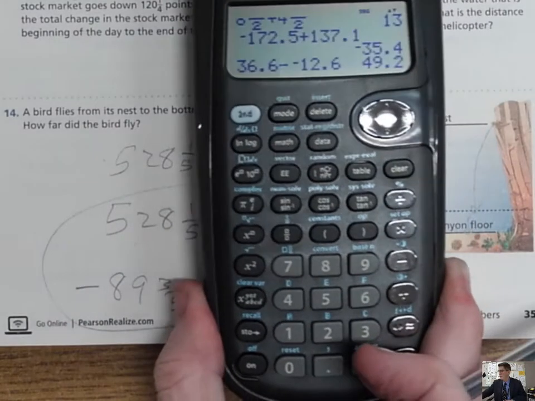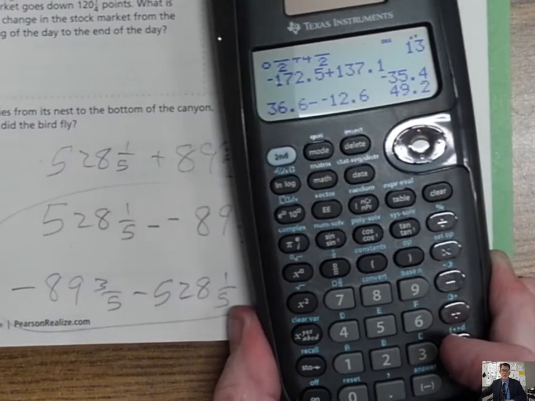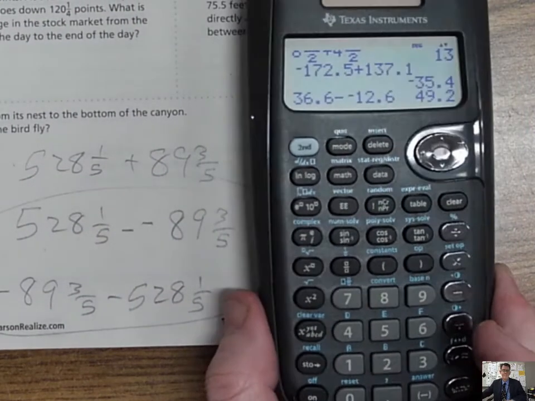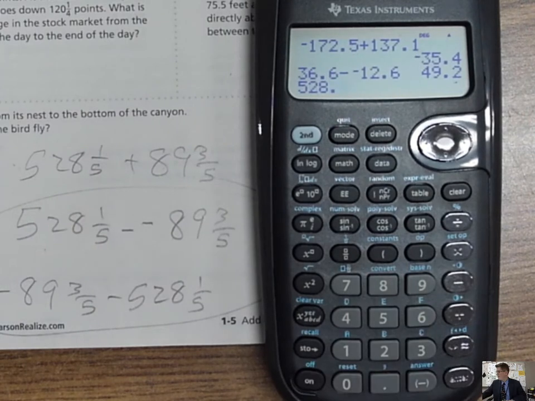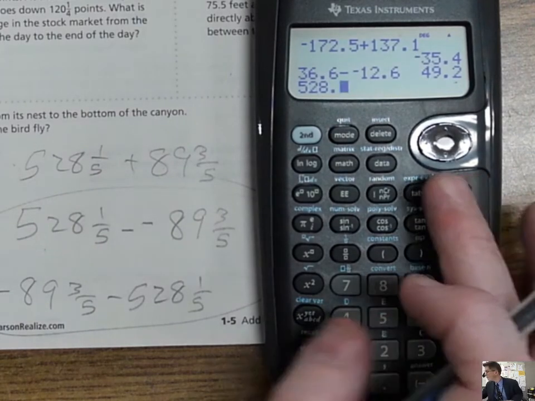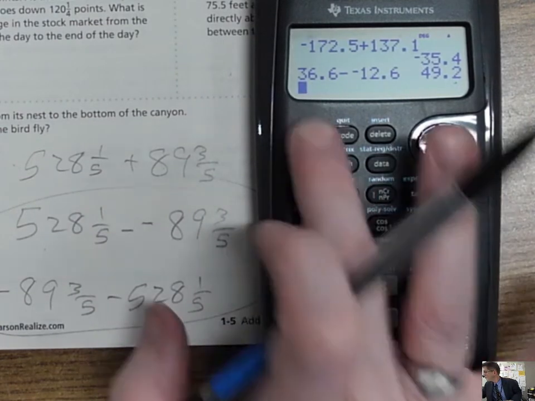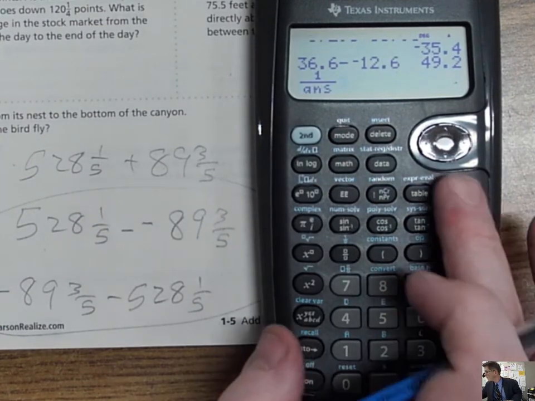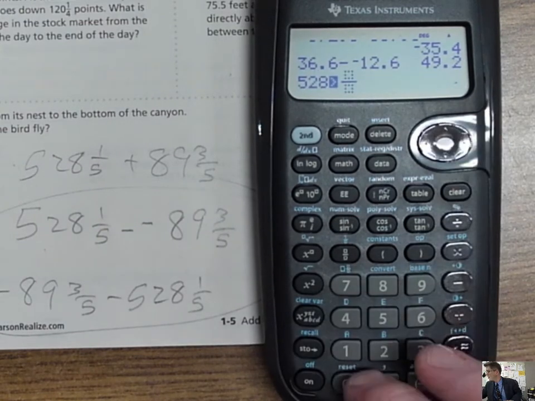But either way, when you type these into the calculator, you're going to get the same number. And I'll type in, how can I do this so you can see what I'm doing while I'm doing it? I'll type in the 528 1/5.